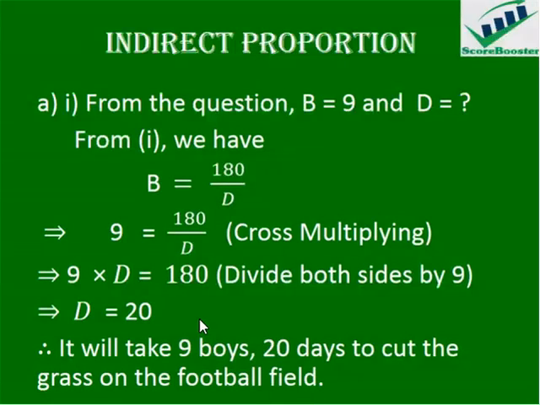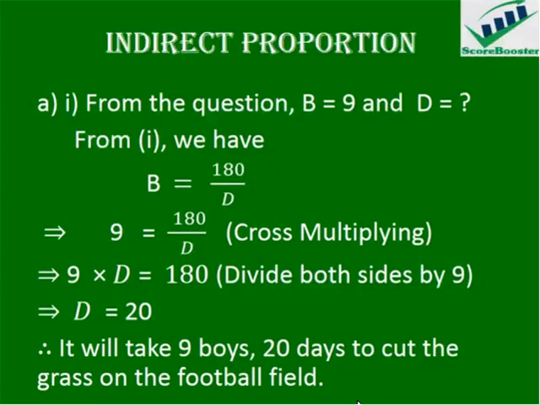So 15 boys take 12 days. You can see that as the number of boys decreases from 15 to 9, the number of days increases from 12 to 20. So you can see from that those two quantities are in indirect proportion.